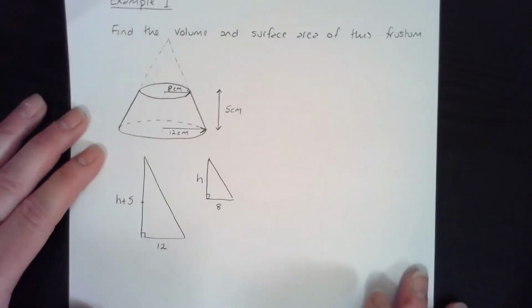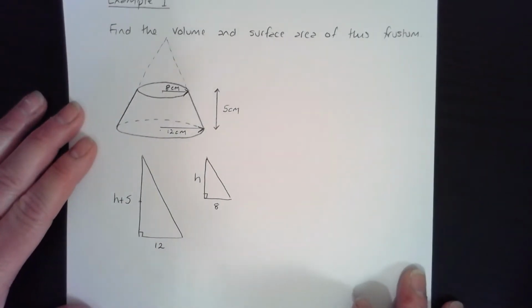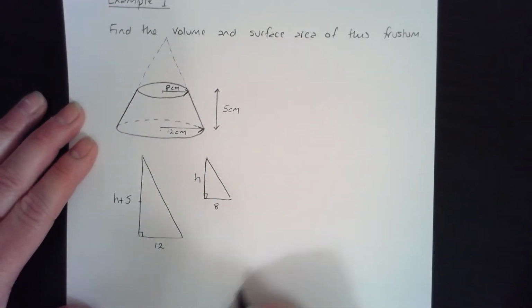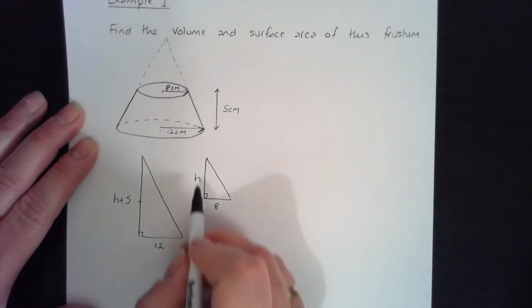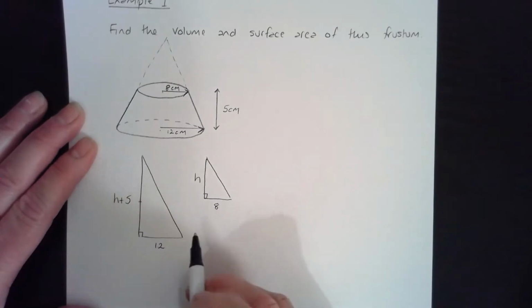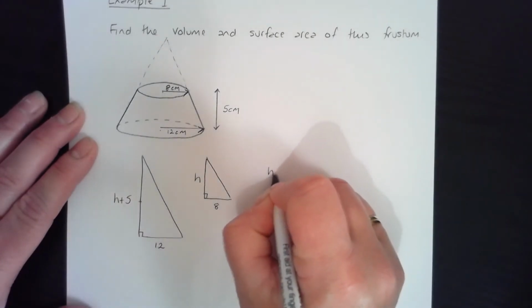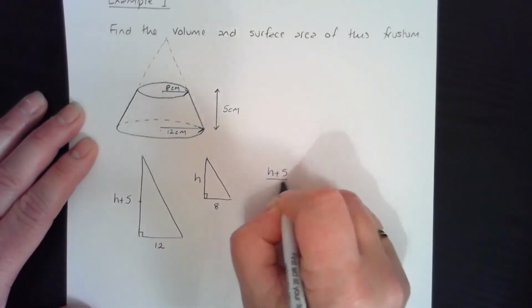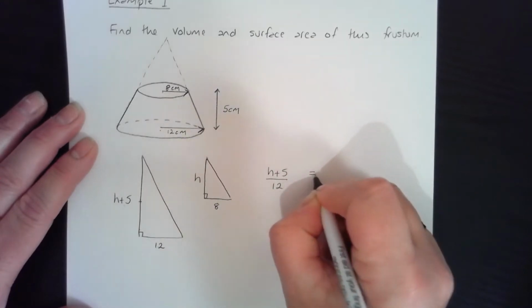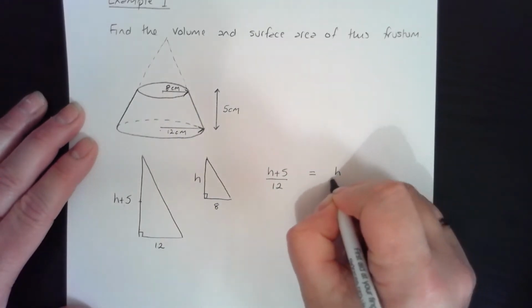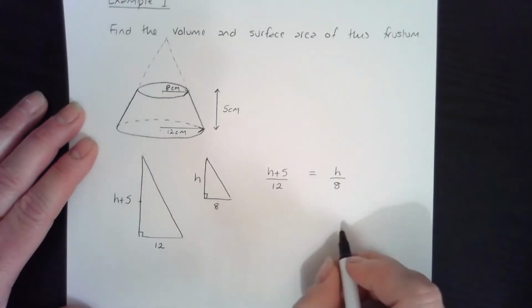And now I'm going to use my similar triangles to set up an equation. So the ratio of that side to that side must be equal to the ratio of that side to that side because they are similar. So H plus 5 over 12 is equal to H over 8.